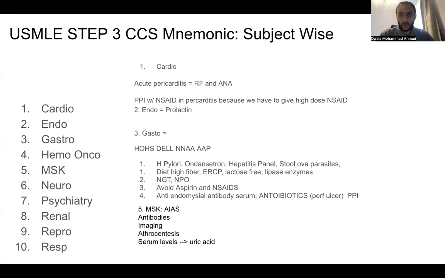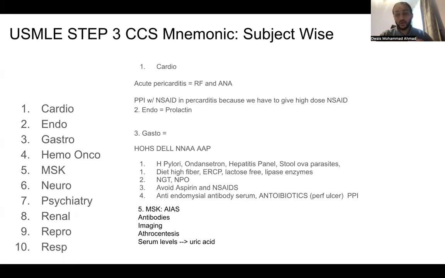So we can see cardio is going to be anti-nuclear antibodies or the rheumatoid factors, and you want to give PPIs if you're giving NSAIDs. We have over here endocrine, just look at prolactin or any hormonal levels. GI is a monster. So you want to know this: HOD, DELL, NAAP. H is for H. pylori, O is for ondansetron, H is hepatitis panel, S is stool studies. D is going to be your diet. You want to keep a high fiber.